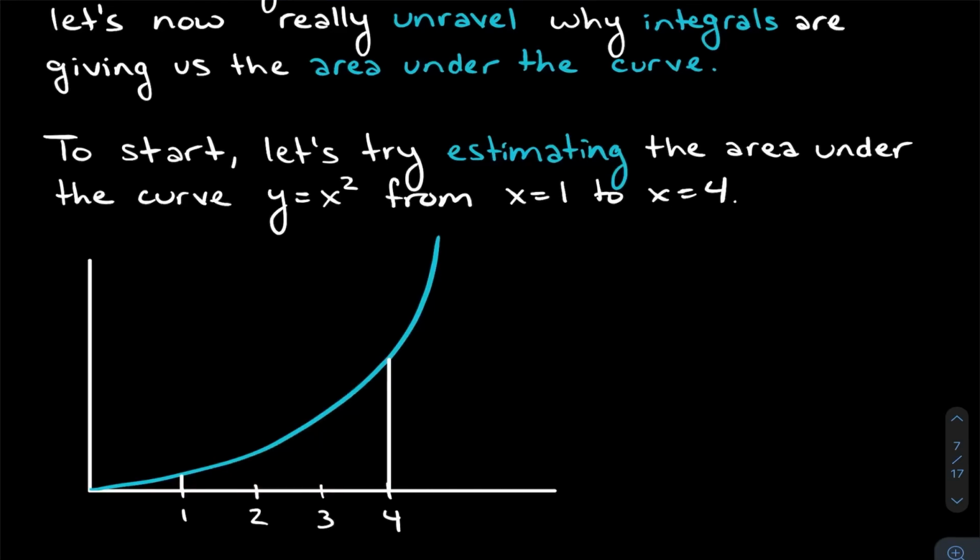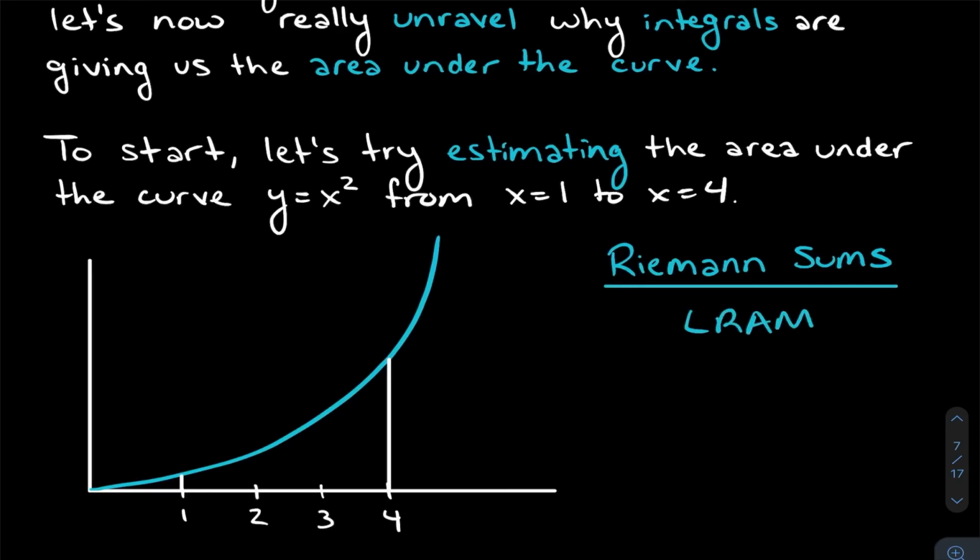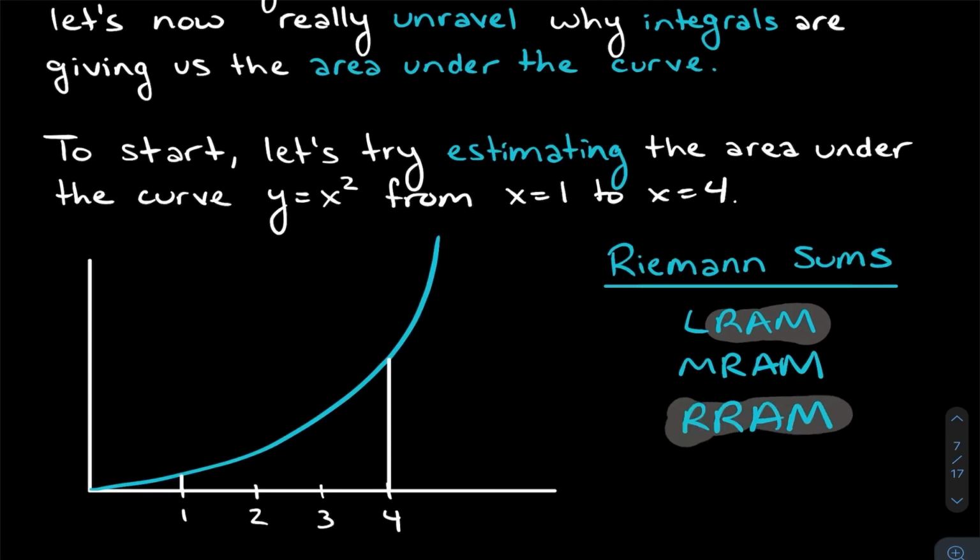There are three main ways that we go about estimating this area, and they're all called Riemann sums. They're just three different types: LRAM, MRAM, and RRAM. I'm not going to do full examples of these, because I really want to focus on definite integrals in this video, but I will talk a little bit about what these are. LRAM is a left-handed Riemann approximation method. MRAM is a middle Riemann approximation method, and RRAM is a right-handed Riemann approximation method.